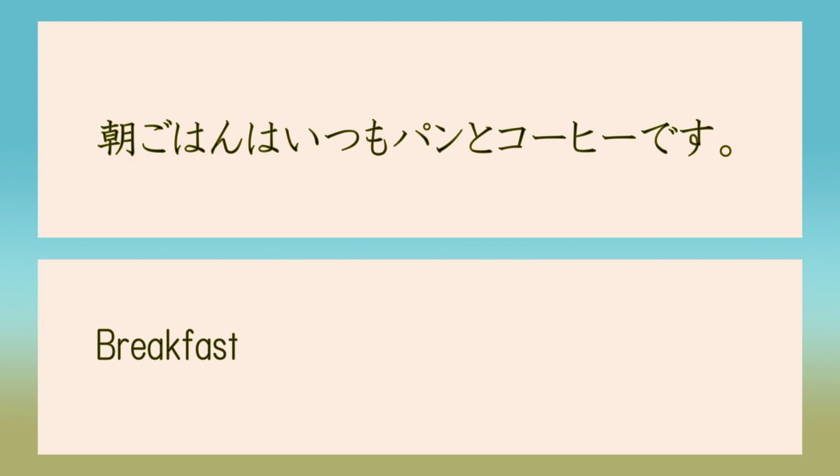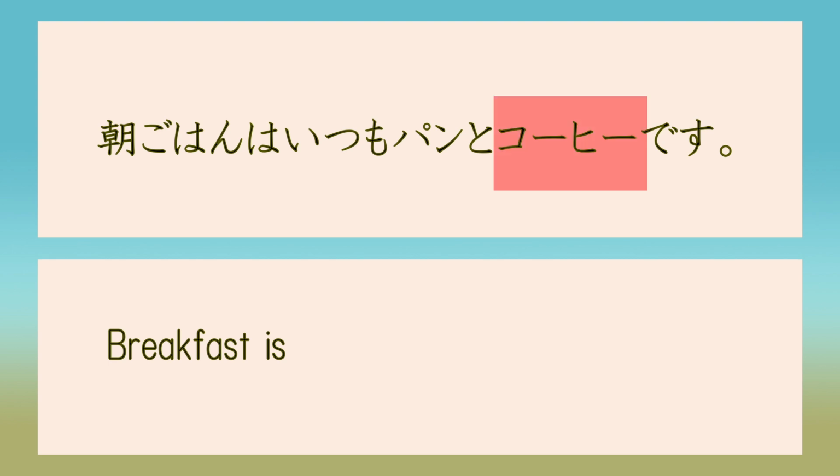So we go to the end of the sentence, and here we have desu. So desu is not really a verb. It could sometimes be translated by the verb to be, but not all the time. But for now, let's keep it like this. We're going to say the breakfast is. And let's go backwards. We have kohi, so the breakfast is coffee.